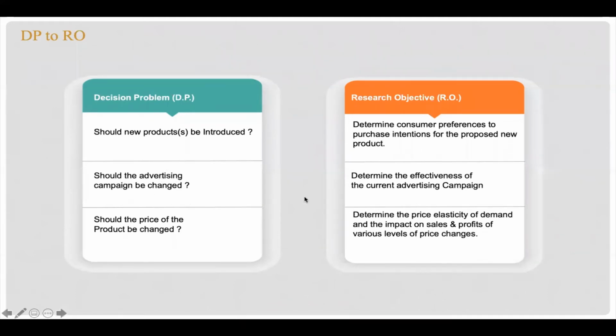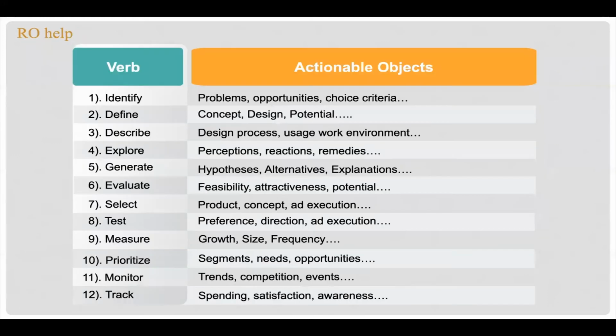Should the advertising campaign be changed? For this, I need to do research. I need to determine the effectiveness of the current advertising campaign first. For the problem, should the price of the product be changed, you need to do research. Hence, it is called a research objective. You need to determine the price elasticity of demand and the impact on sales and profits of various levels of price changes. Once you're clear with this, go ahead, right?